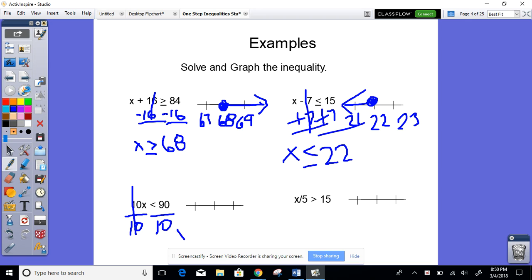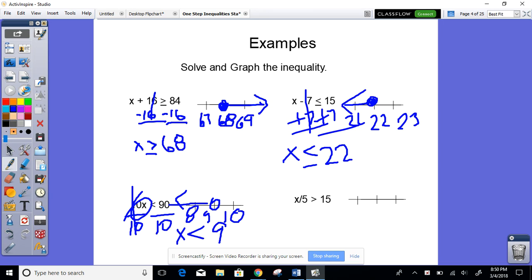So my new inequality is x. See, look, I just copied the x down, is less than 9 because 90 divided by 10 is 9. So I'm going to write down 9, 10, and 8. Okay, x is less than 9, open circle, and I'm going to the left.